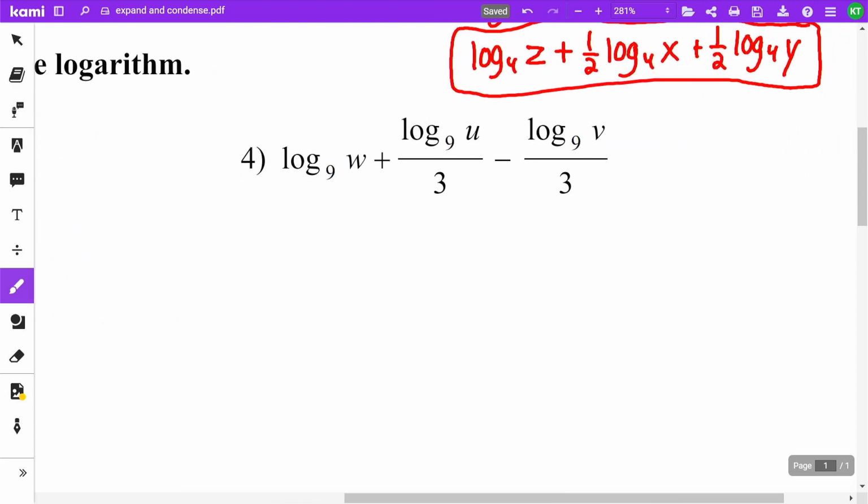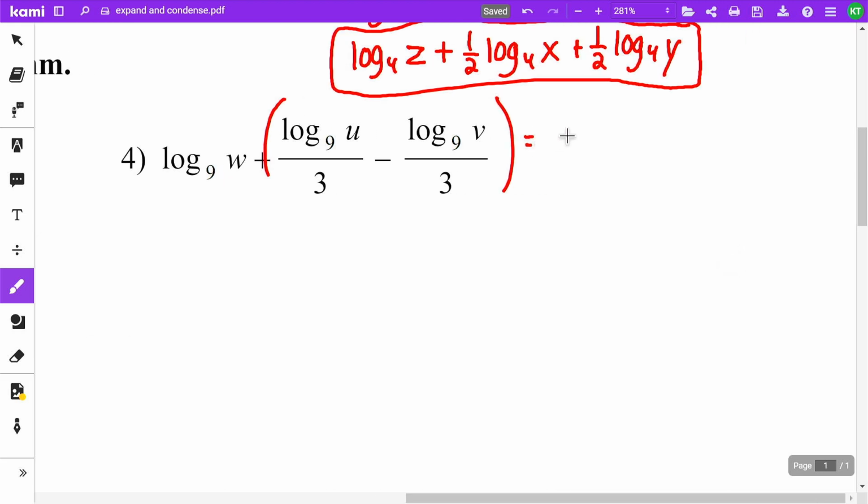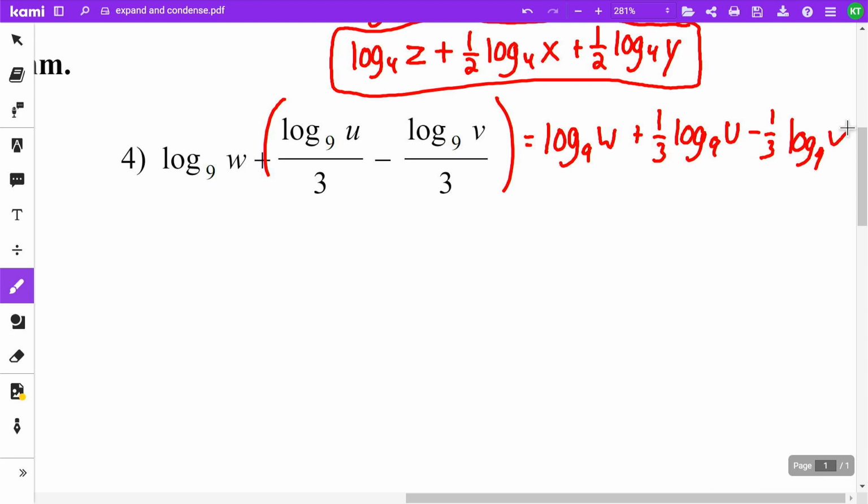And in this last question here, we notice we have log base 9 of w plus log base 9 of u over 3 minus log base 9 of v over 3. What I'm going to do is group these two together because they're both divided by 3. Another way to think of that is 1/3. So I'm just going to rewrite that here just as a reference. So log base 9 of w plus 1/3, I'm just pulling out a 1/3, of log base 9 of u minus 1/3 log base 9 of v. And again, I'm going to group these together and I'm going to pull out this 1/3 here.